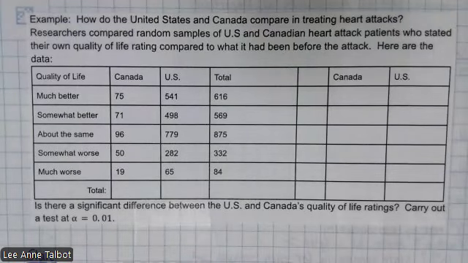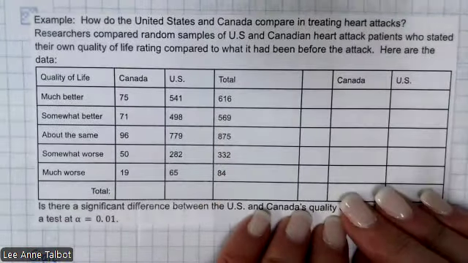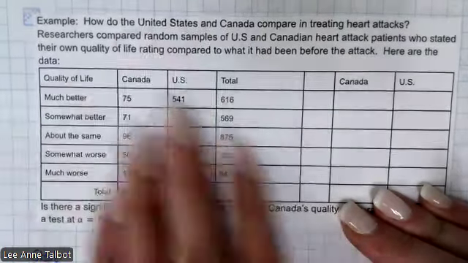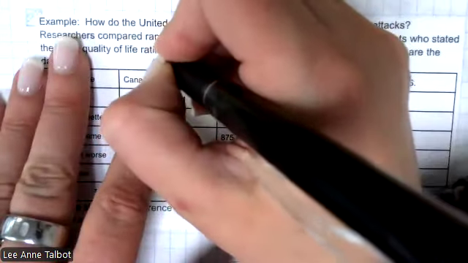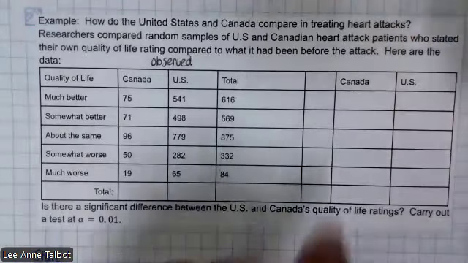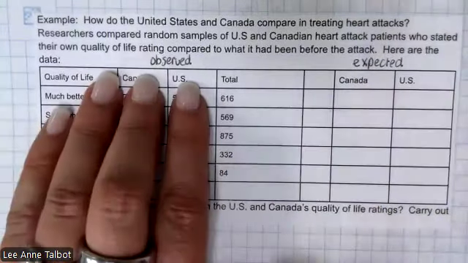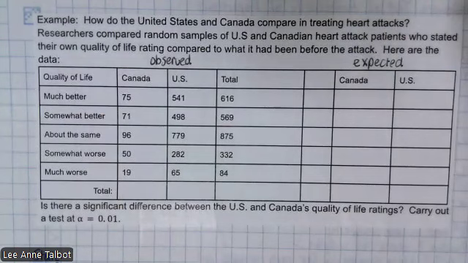It says, how do the United States and Canada compare in treating heart attacks? Researchers compared random samples of US and Canadian heart attack patients who stated their own quality of life rating compared to what it had been before the attack. Here are the data. So we've got the table over here. Notice I gave you a blank spot over here. This is where we're going to calculate the expected counts. These are the observed, and if you want to, you can label that observed just to keep things straight in your mind. And then this is going to be the expected, which we're going to have to calculate. You're always given the observed and you have to find the expected.